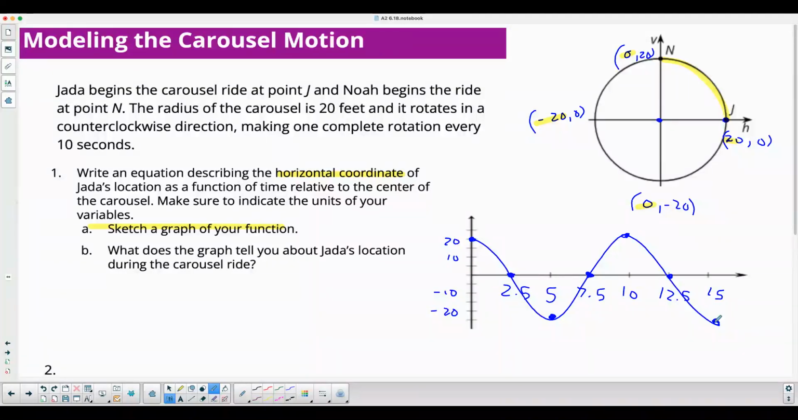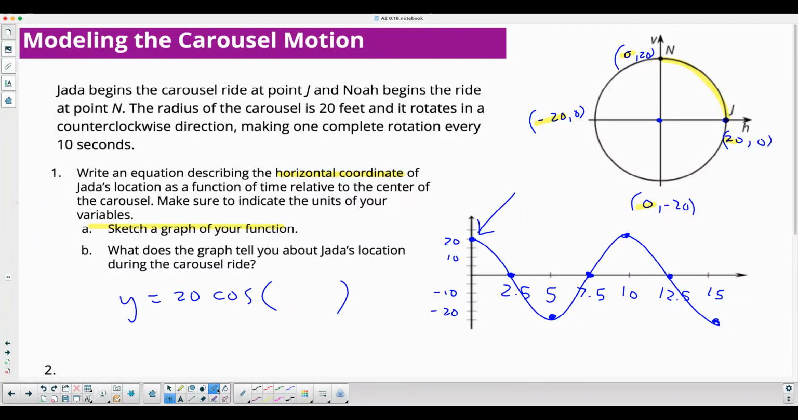If I wanted to write a function, well, I'm going to say y equals, my amplitude's 20. Since I start up here at the top of my function, I'm going to use cosine. And then I got to figure out b. Midline is 0 because it goes through the y-axis, so it's always like a plus 0. I don't need to put that there. I'm going to erase it.